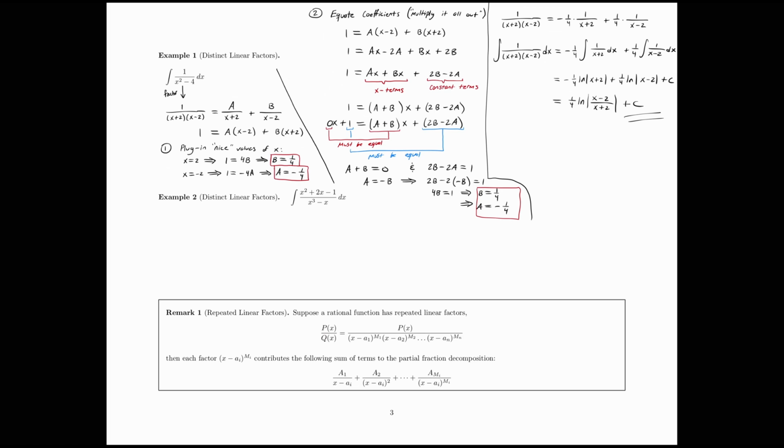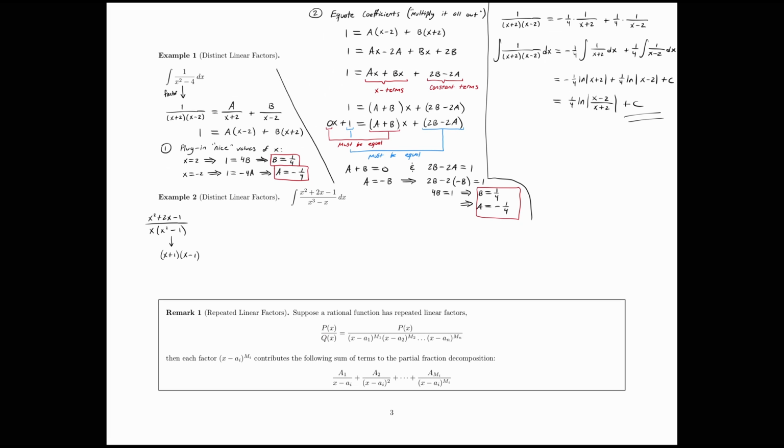We'll cover that in a specific example later on. But for now, we've got proper, so it works out. So what we're going to do here is factor the denominator. We've got the numerator, x squared plus 2x minus 1. And if we factor the denominator, we'll take out an x, and then we'll have x squared minus 1. And then this further factors into x plus 1, x minus 1.